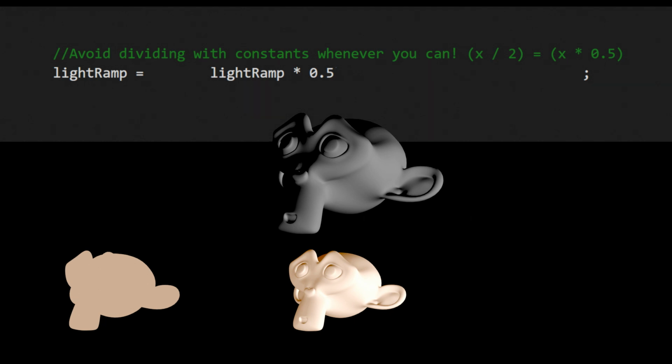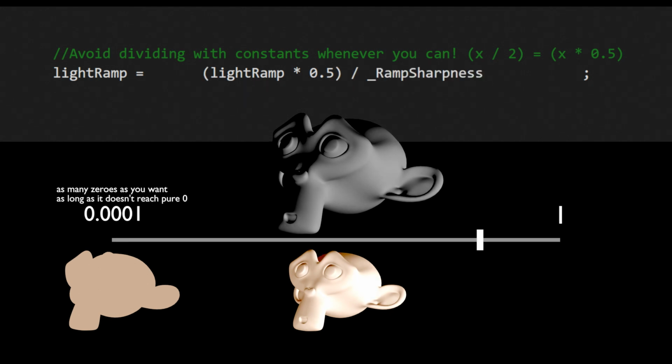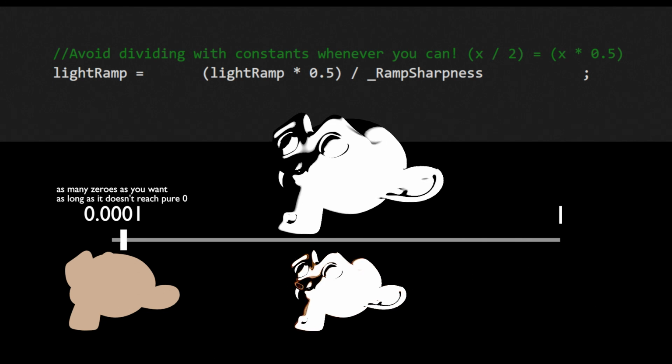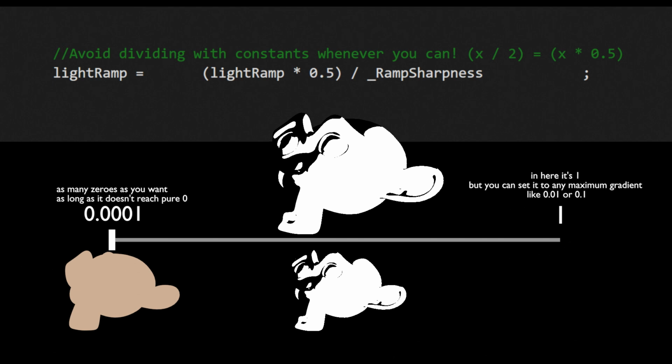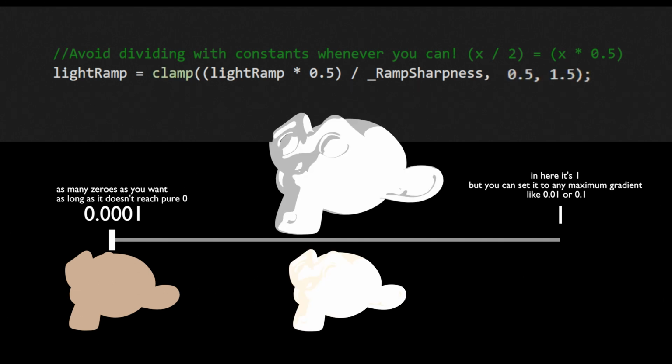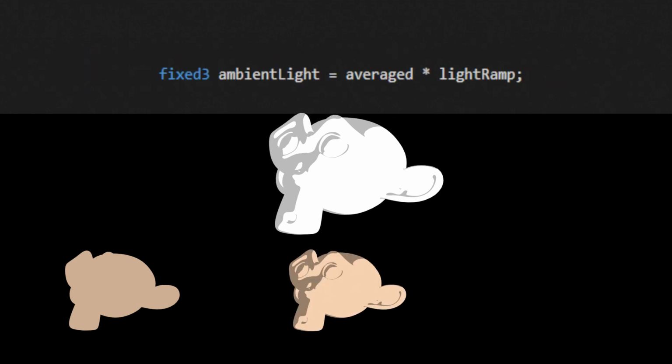And after that, the magic trick. Instead of multiplying it, divide it by a range between 0.0001 and 1. That will make the gradient around 0 tighter. And also clamp the result between 0.5 and 1.5 to avoid it from exceeding the limit. And finally, multiply it to the averaged ambient light.